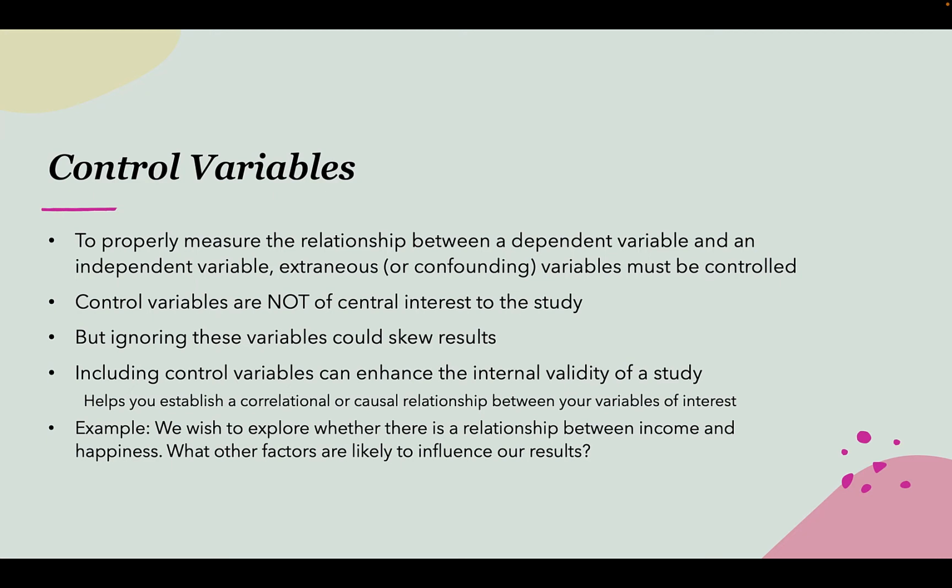What other factors are likely to influence our results? What are some other variables we are going to want in our model that may also contribute to happiness? All right, we might want age, physical health, mental health, marital status, and we can certainly think of others. But again, these are possible extraneous or confounding variables that we want to make sure are in the model, and this is referred to as controlling for these variables.